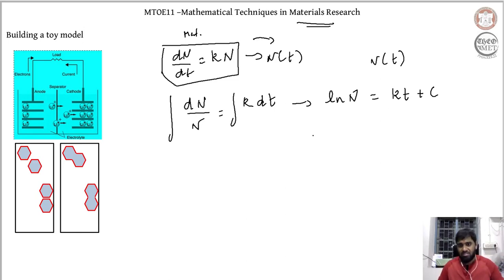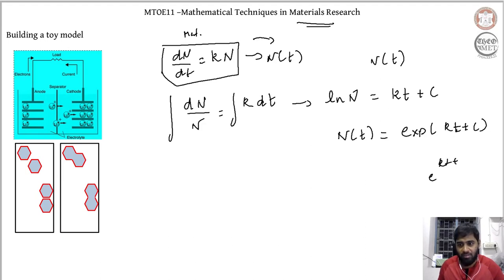Now further, since involving the natural log of things might not be so pleasant to your eyes, you can go back to your external helpers and they will be able to simplify this expression. When you simplify it, you will end up with the number of lithium ions at a given time t equal to the exponential of Kt plus C. One other way of writing this would be like this. These are equivalent exponential ways of expressing the two.